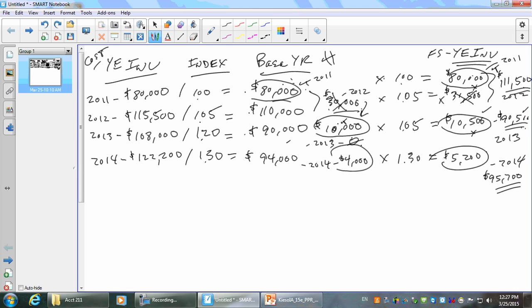That's 90,500 plus the new layer of 5,200. 2014. Okay, is there another one?